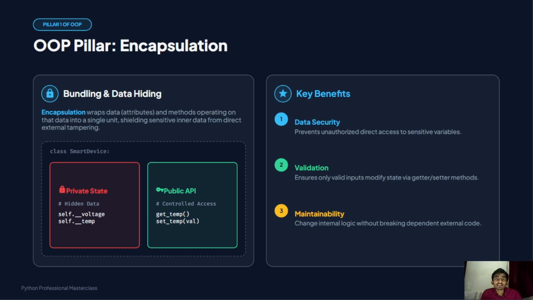According to our slide, encapsulation has three major benefits. First, data security: sensitive data is protected. Second, validation: we can check whether the new value is valid before storing it. Third, maintainability: we can change the internal implementation later without affecting the rest of the program. Professional software relies heavily on this.